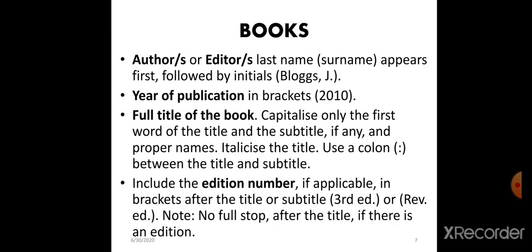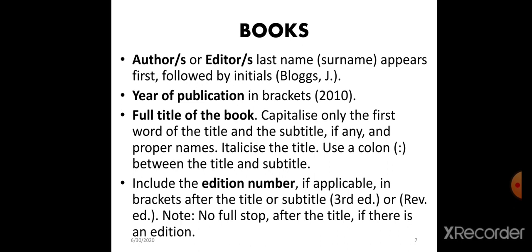Next, books. In books, there can be two types: books by authors and books by editors. In both cases, whether a book is by an author or editors, the last name, the surname, appears first, followed by initials. For instance, Blogs, comma, and initial J, full stop, bracket closes, and again a full stop. It is followed by the year of publication in brackets, 2010, and again a full stop.